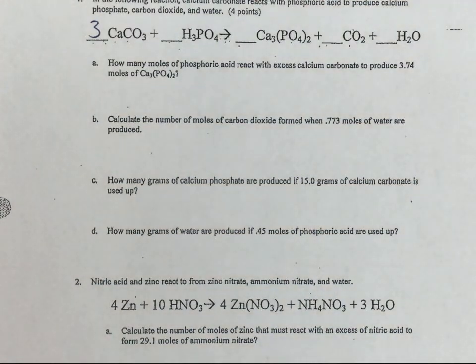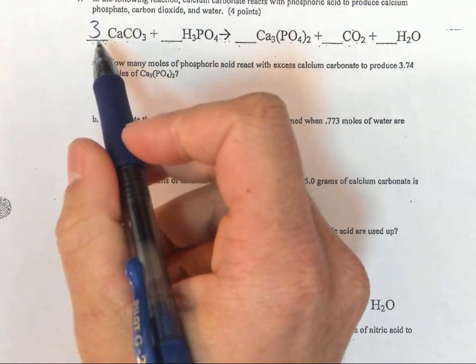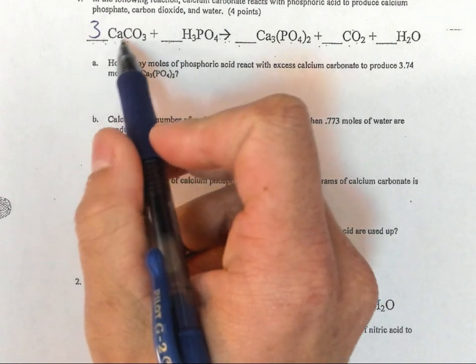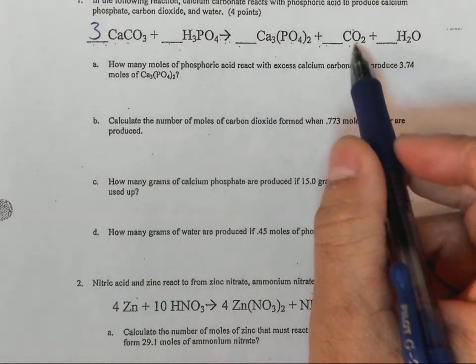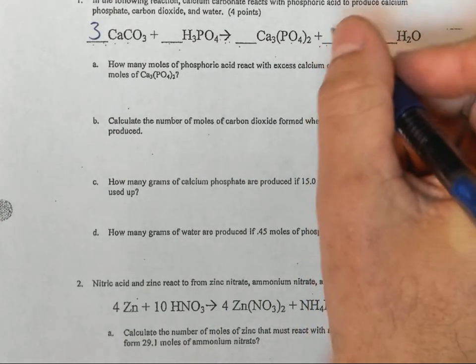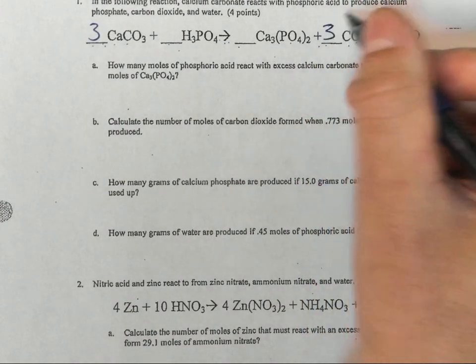So now let's go to our carbons, our next element in the set. So we've got 3 carbons because this 3 carries through to everything behind it. On this side, we've only got 1 carbon in the carbon dioxide. So let's put a 3 for that coefficient.